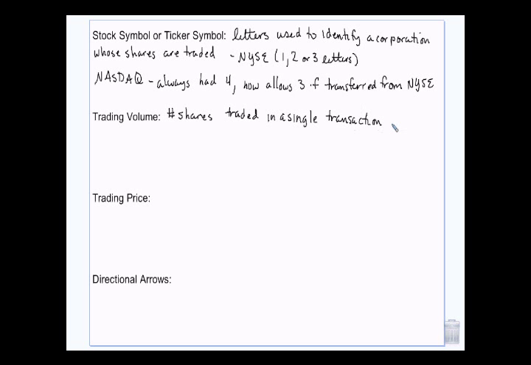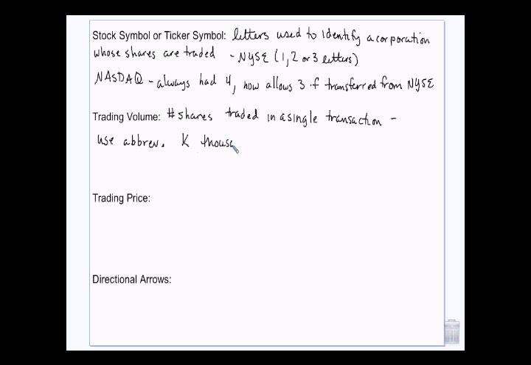And these are shares per transaction. Okay, so if I buy 200 shares of Target, my trade will show up on the stock market ticker because it's per transaction. Then they use abbreviations.